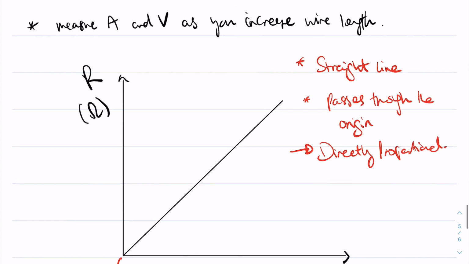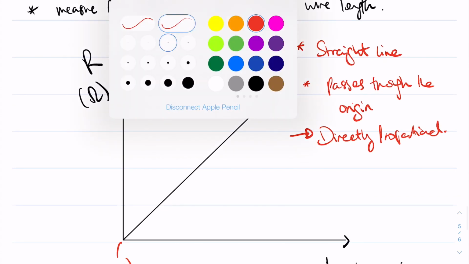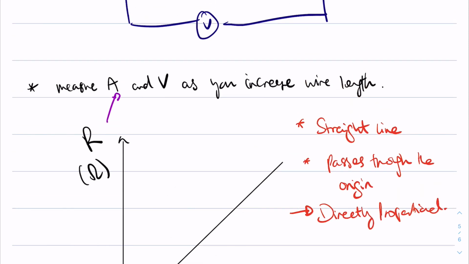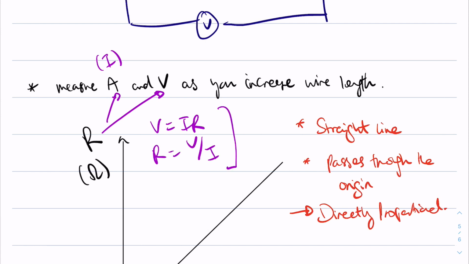And if you were doing this experiment, how would you get R? You would get it from your measurements of amps and voltage. This is current and voltage via Ohm's law. R is V divided by I. And so you would have a separate column in your experiment to find that out. And so the last thing I want to cover in this lesson are IV characteristics.